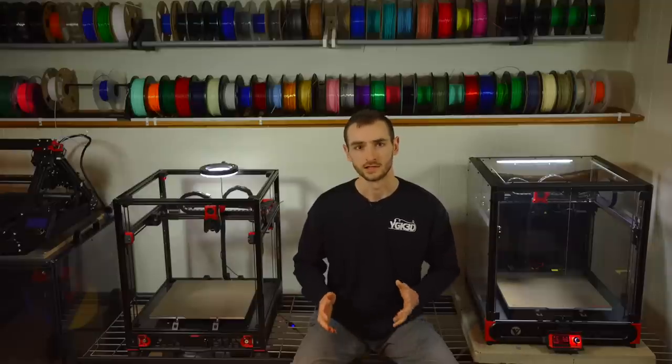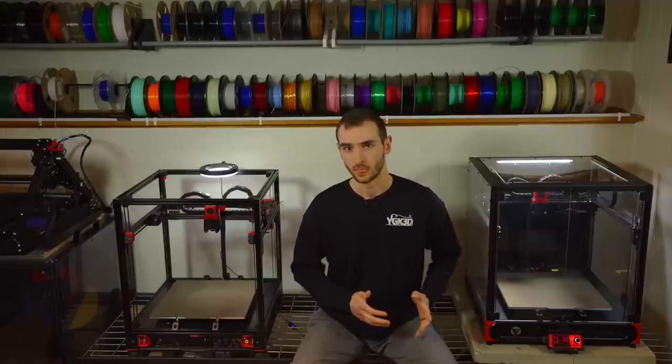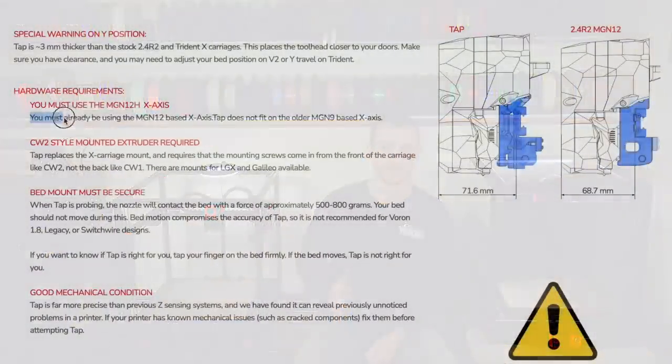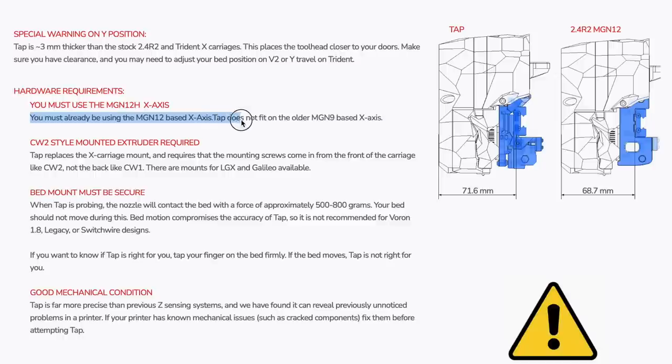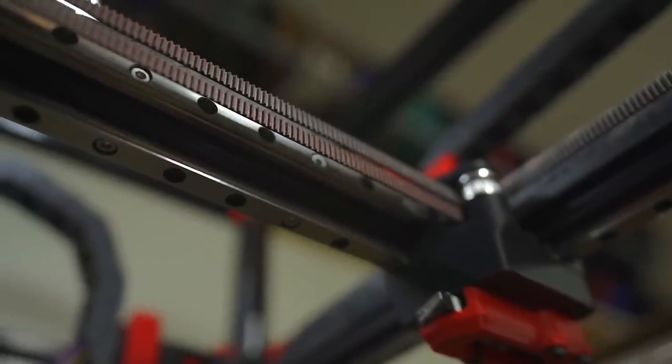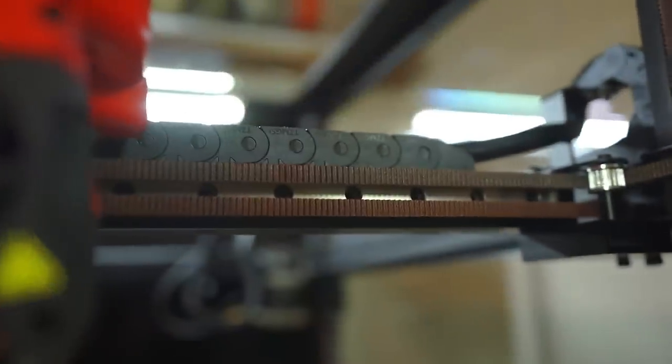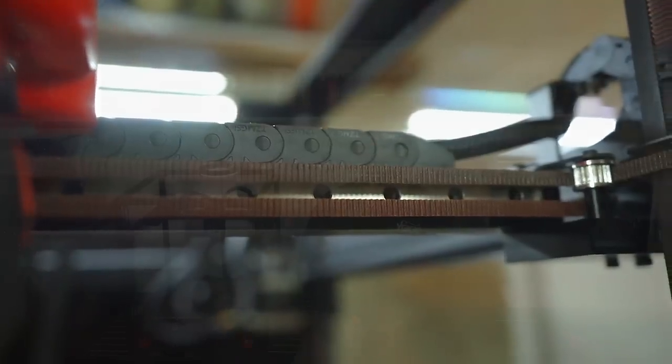So what does all this have to do with the Troodon? Well, the TAP carriage was designed exclusively for use on an MGN12 rail, making it incompatible with the dual MGN9 rails present on older Voron 2.4 models. Fortunately, the Troodon comes stock with an MGN12 rail, making TAP a feasible upgrade.